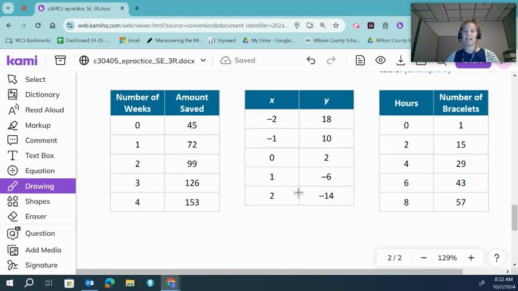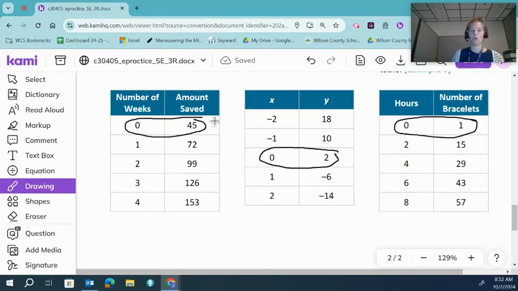Now we're going to take a look at writing an equation from a table. Same thing, we can find slope and y-intercept from these tables. My y-intercept is when x is 0. So I'm going to go ahead and circle my y-intercept on each of these. So 45 is my y-intercept on this first one. My slope is my change in the y value over the change in the x value. So my change in the y value here, I would do 72 minus 45, and I get 27, over 1, because this increases by 1 each time.